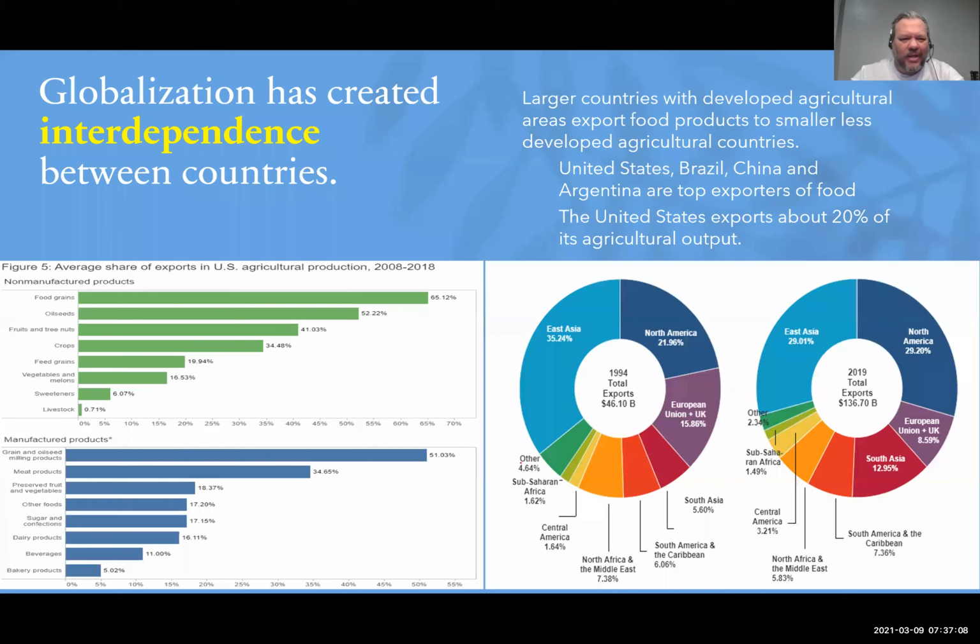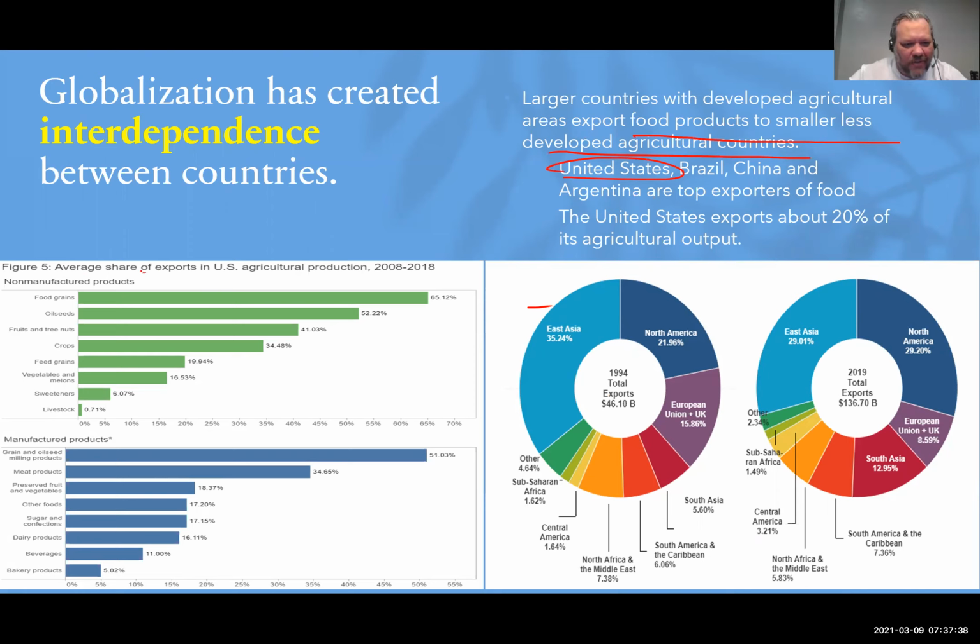All right. So let's take a look at a couple of graphs here, and let me move my face out of the way. Looking at this interdependence, larger countries with developed agriculture areas export food products to smaller, less developed countries. So we are definitely part of that. We are the biggest food exporter. Like I said, we're not the biggest food producer. I made that mistake once in saying that, but we are the biggest exporter of food.